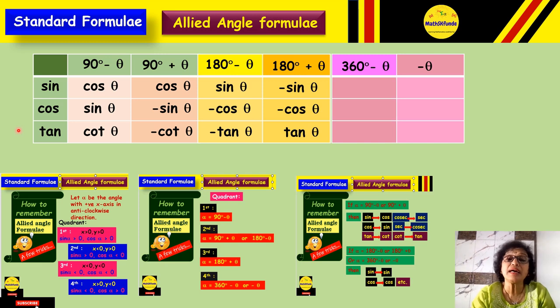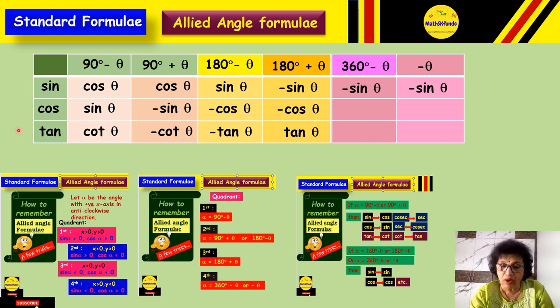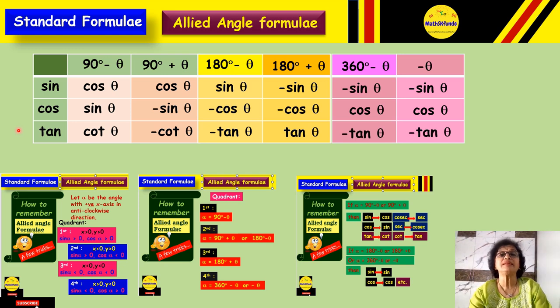Now what about 360 minus theta and minus theta? Actually 360 minus theta and minus theta both are in fourth quadrant. So only answer for cos would be positive and remaining sine and tan would be negative, and sine will remain sine, cos will remain cos, tan will remain tan. So according to this, sine of 360 minus theta or sine of minus theta, both would be minus sine theta. Cos of 360 minus theta and cos of minus theta, both would be nothing but cos theta only. And tan of 360 minus theta and tan of minus theta would be minus tan theta. So this is how in one table I have given you all allied angle formulae.